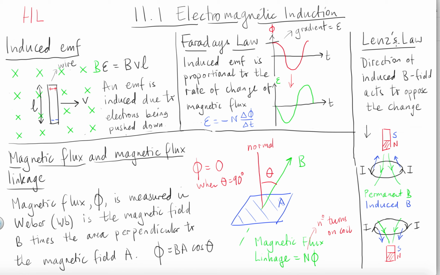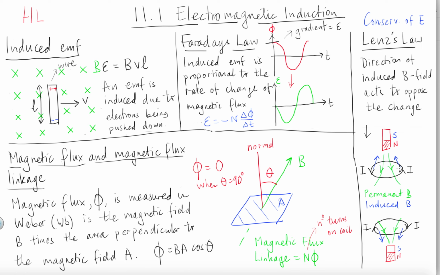Finally, Lenz's law, which is based on the principle of conservation of energy, states that the direction of the induced magnetic field acts to oppose the change in magnetic field. So if we have a coil and we have a bar magnet falling through the coil, as it falls from above, the magnetic field strength increases as it approaches the coil. You can see that because the field lines are getting closer together.